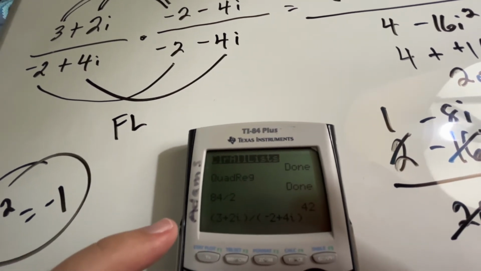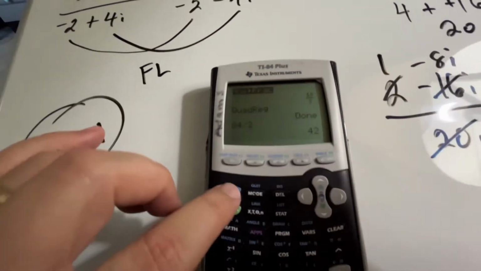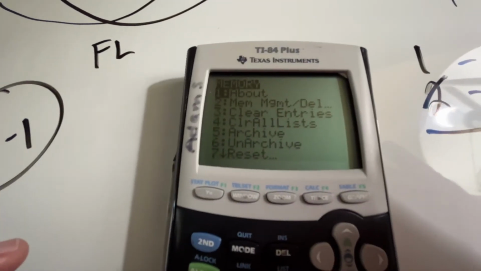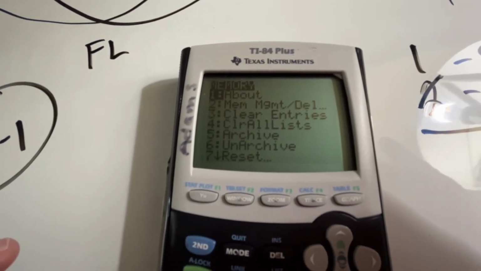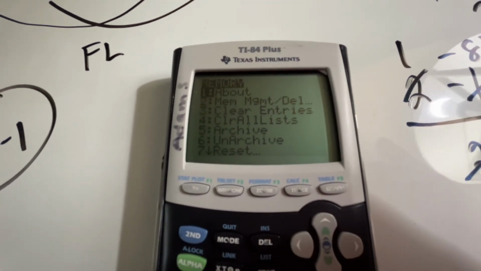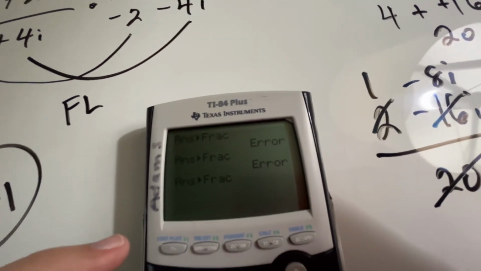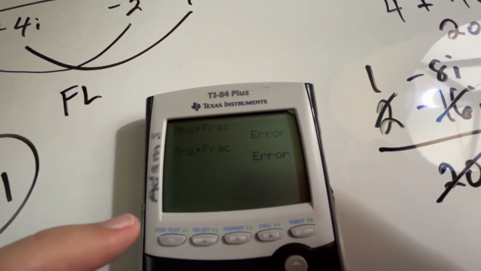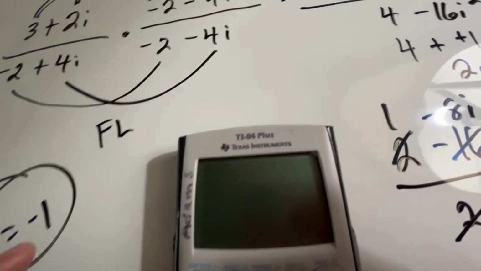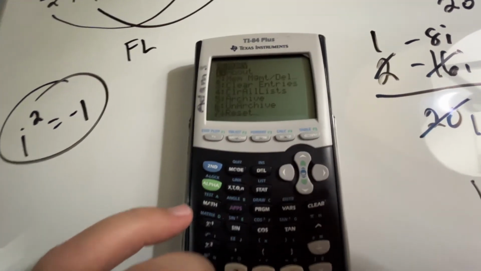Let me clear all that out. I'm going to hit second and memory, and I'm going to clear entries, I guess is what I want. Let's see. So now I may have to type that in again because I'm not sure. Could be a couple things.